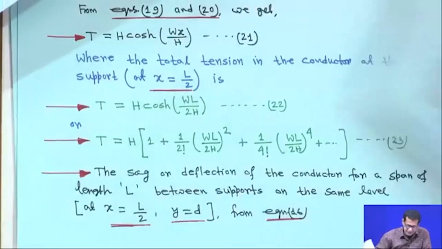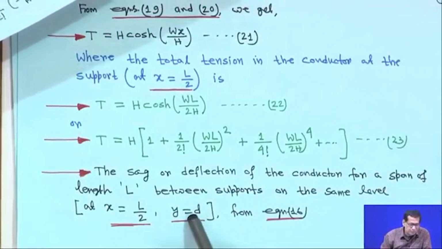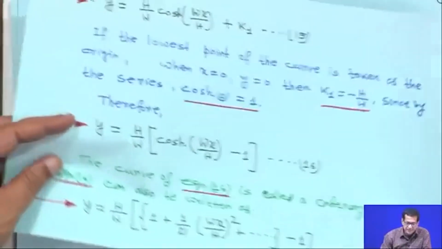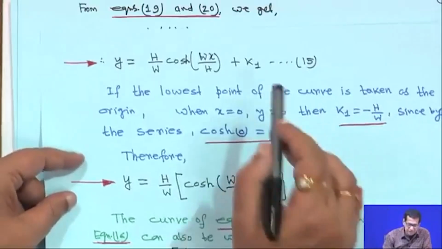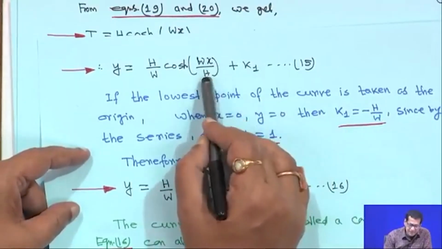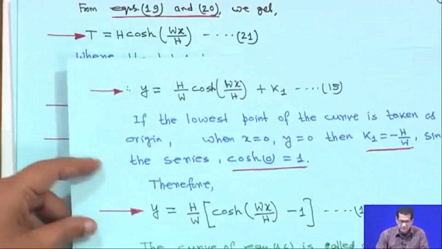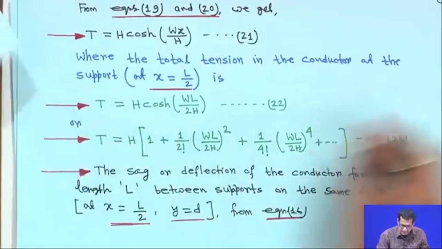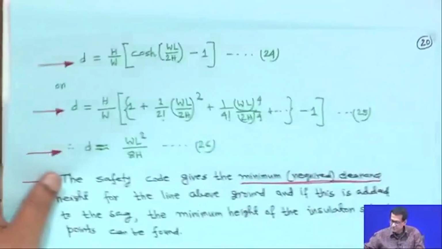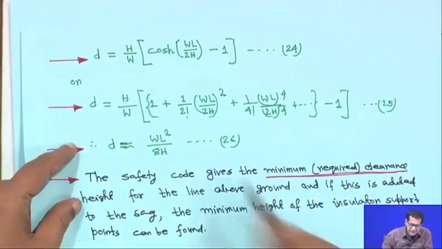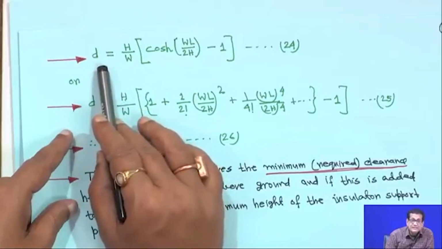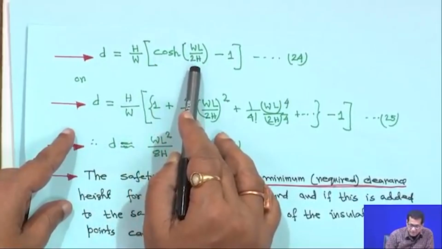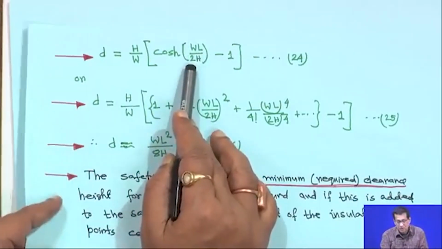So, at x is equal to L by 2, y is equal to d. In equation 16, if you put this, that when x is equal to L by 2, y is equal to d, then if you substitute here, you will get d is equal to, because y is equal to d, h upon w cos hyperbolic w upon 2 h, because x is equal to L by 2, minus y.